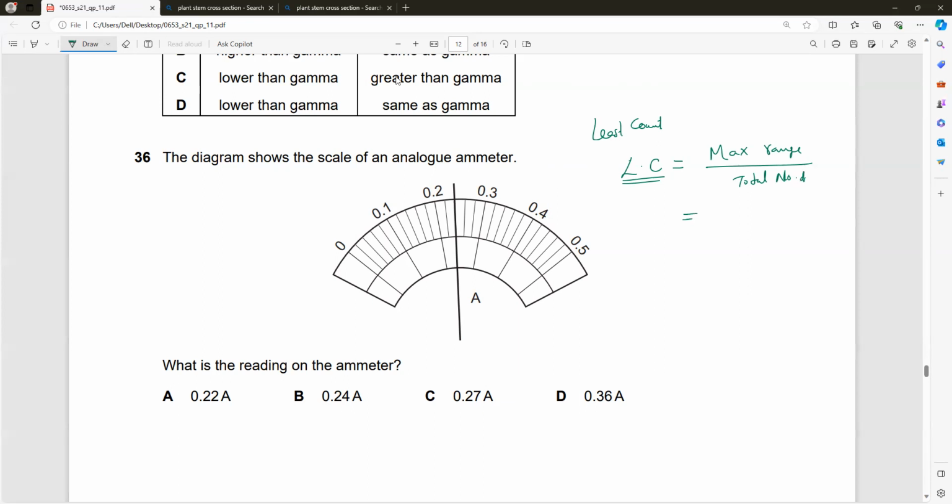Now the maximum ammeter range here is 0.5 amperes. Now, number of divisions, how many, everybody? Count it and tell me, all of you. Please make it and tell me. 25. Yeah, 25.